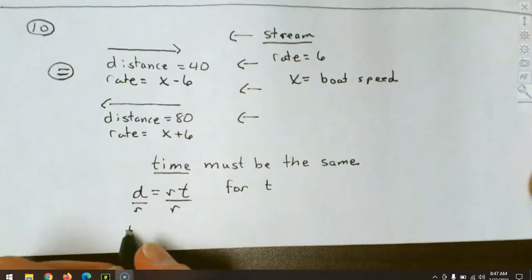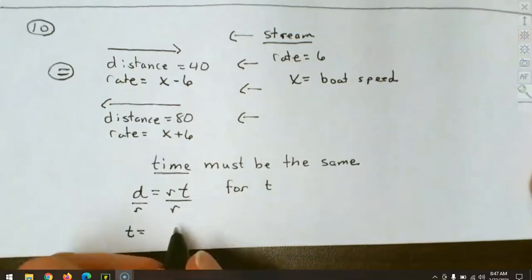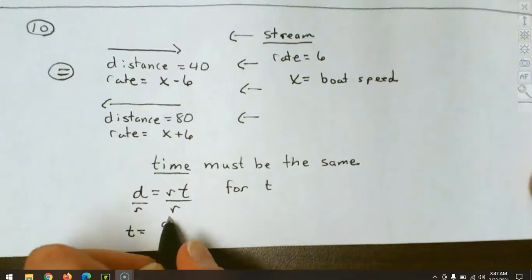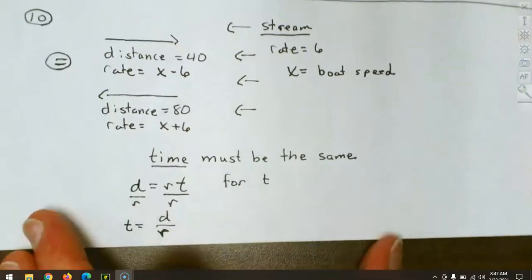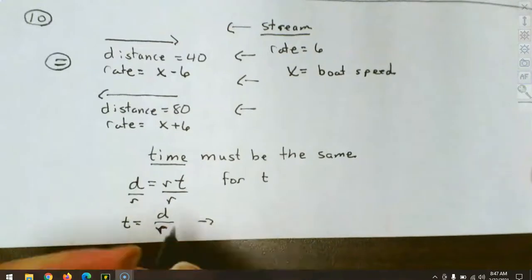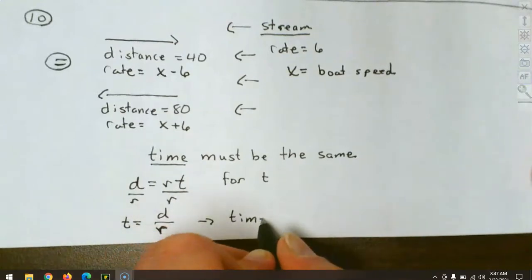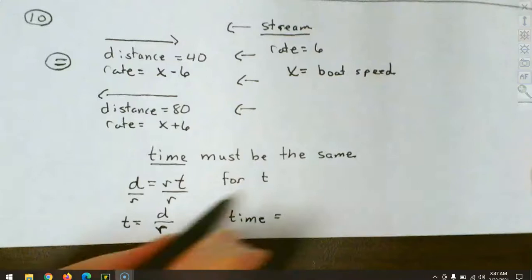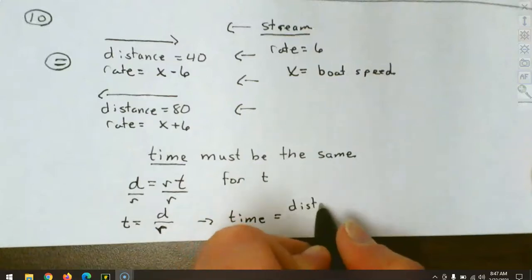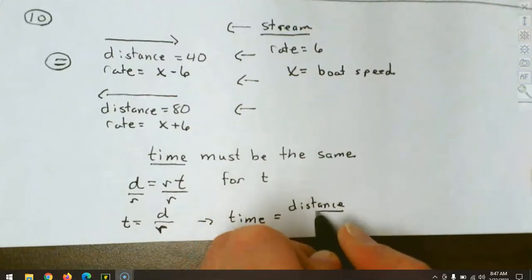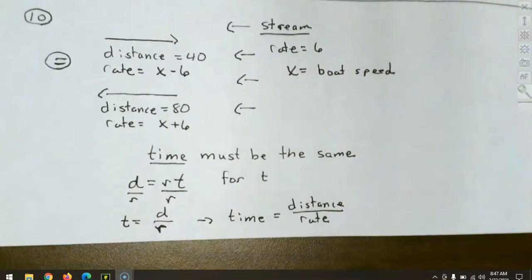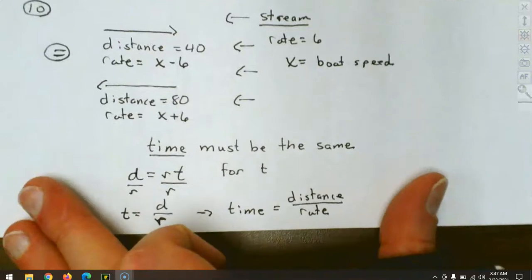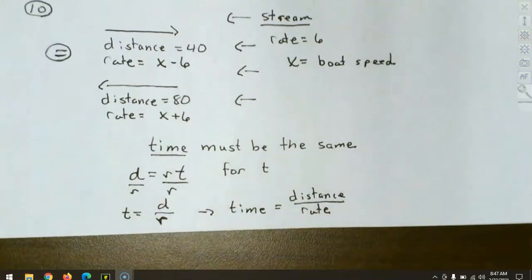So that tells me then that my t, my time, is going to be the distance over the rate of speed. So in terms of words, this is going to be our time is going to then equal our distance over our rate of speed. So it is a little bit different, and that's why I wanted to make sure that we covered this one in the homework.